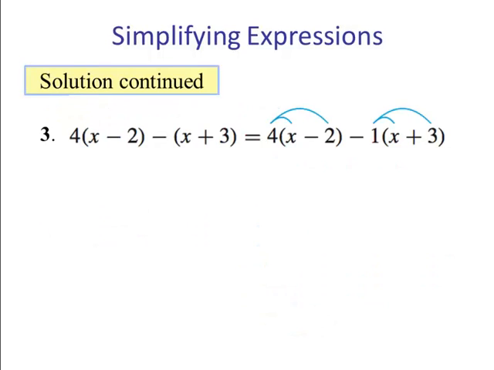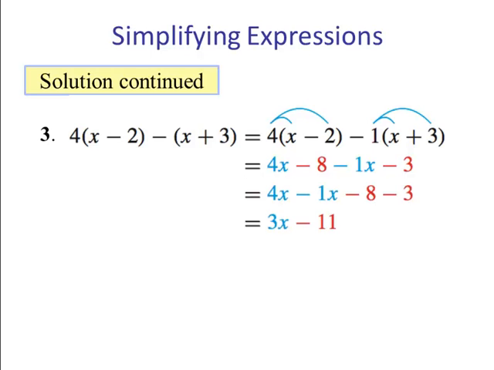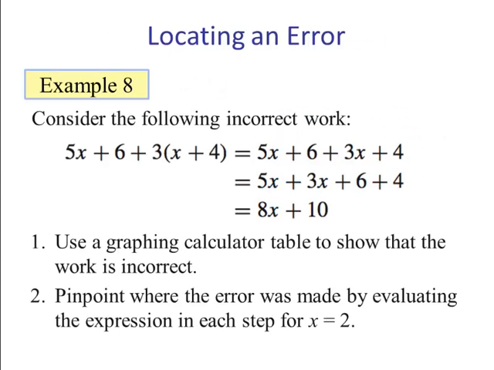Number 3, again we have to do the distributive property first. That gives us 4x minus 8 minus x minus 3. We get positive 3x minus 11. This is our last example.